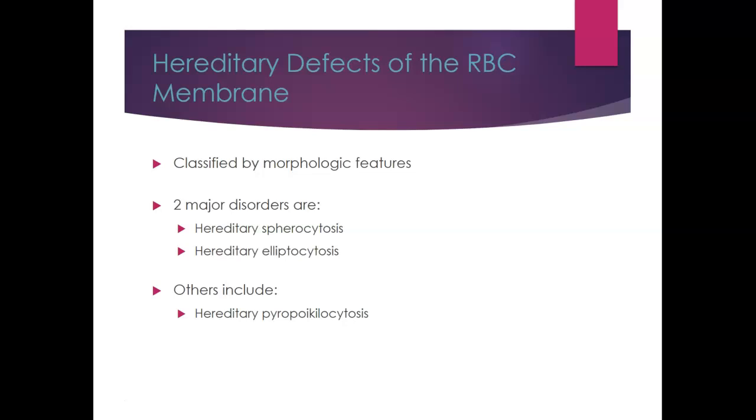So we've got a couple major disorders when we talk about the hereditary defects of RBC membranes. The two major disorders are hereditary spherocytosis and hereditary elliptocytosis. Another one that we'll talk about is hereditary pyropoikilocytosis. Don't get too caught up in some of these names. I know they're long and difficult, but break it up into different parts. So I say pyro-poikilo-cytosis, and then it doesn't seem quite so overwhelming, right?